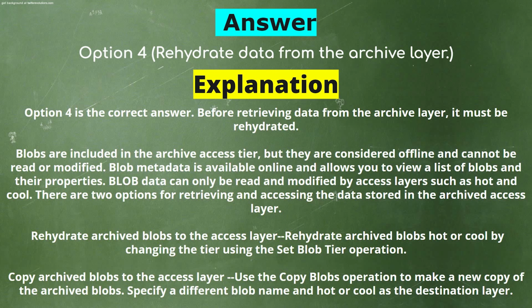There are two options for retrieving and accessing the data stored in the archived access layer. Rehydrate archived blobs to the access layer. Rehydrate archived blobs to hot or cool by changing the tier using the set blob tier operation. Copy archived blobs to the access layer. Use the copy blob operation to make a new copy of the archived blobs. Specify a different blob name and hot or cool as the destination layer.